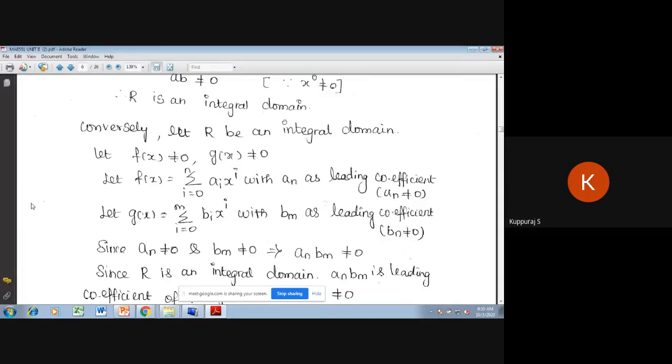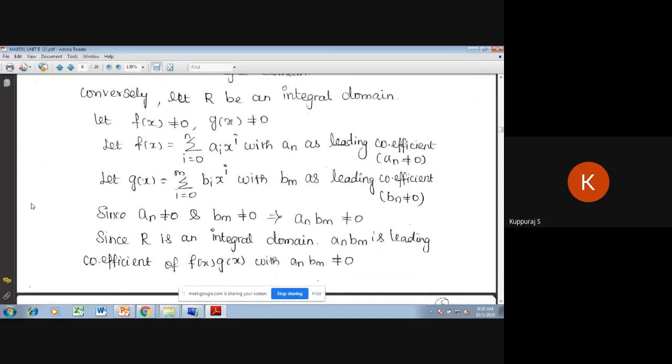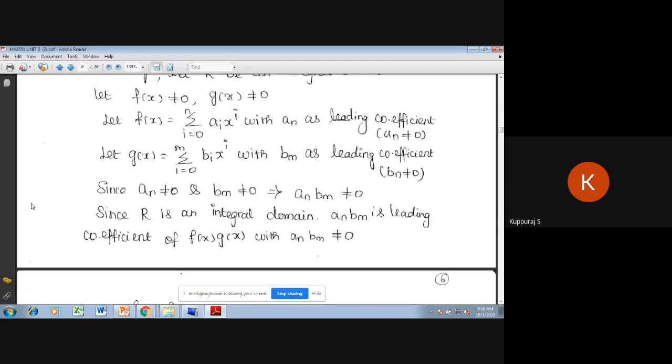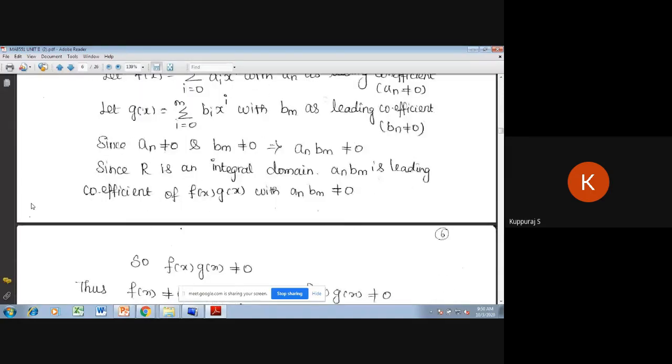So therefore, capital R is an integral domain. a_n b_m is the leading coefficient of the product of polynomials f(x) g(x). So which means f(x) g(x) is not equal to 0. The leading coefficient a_n b_m is not equal to 0, which was proved.